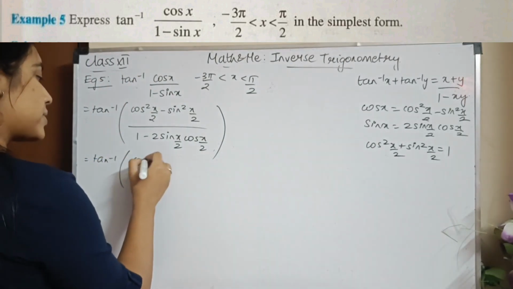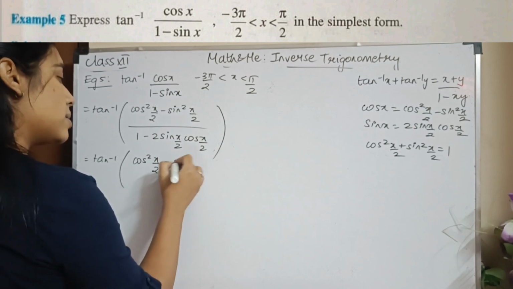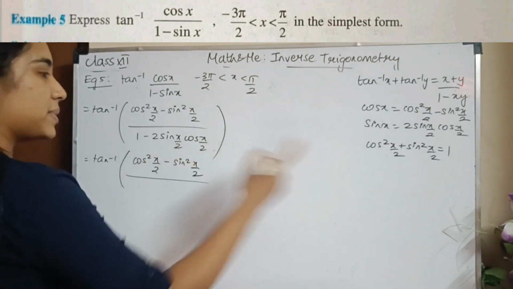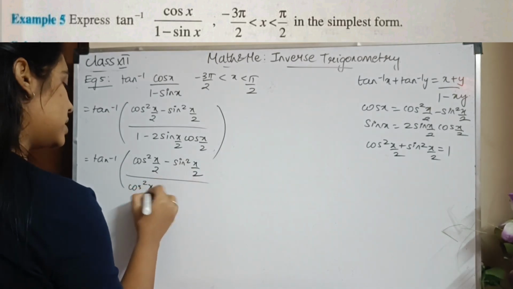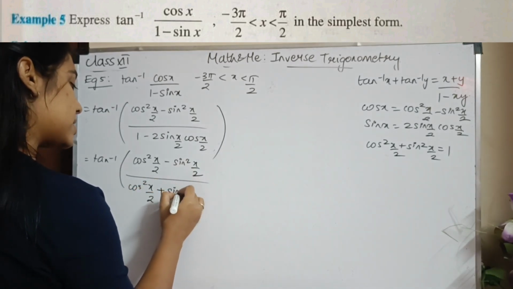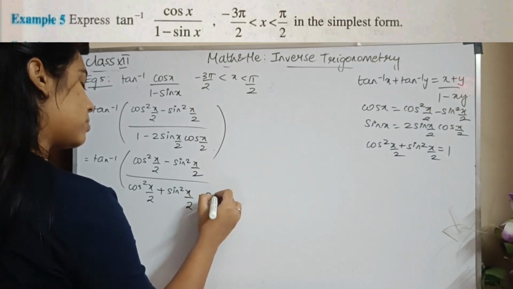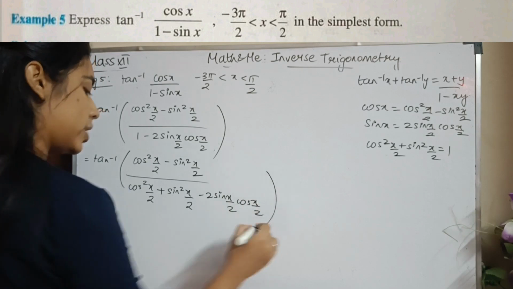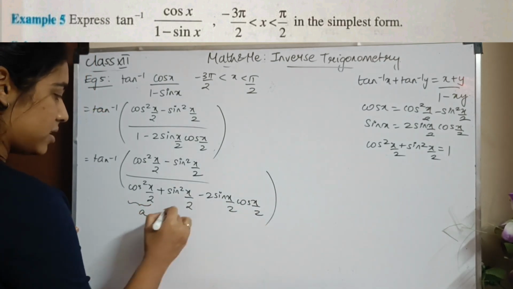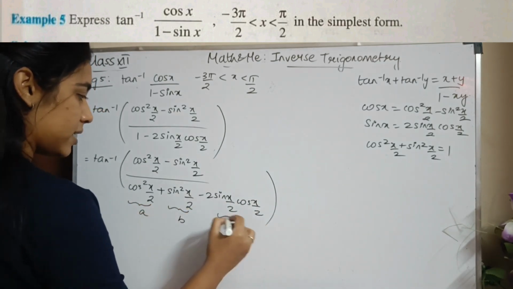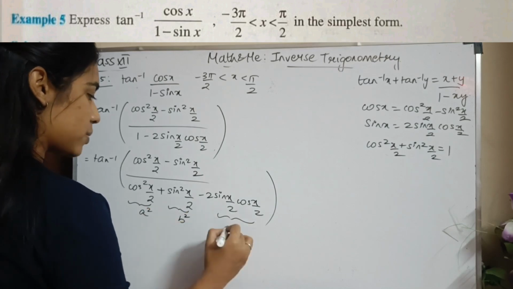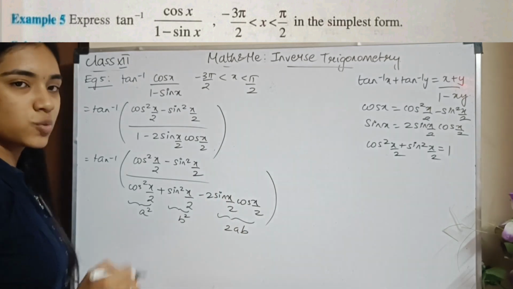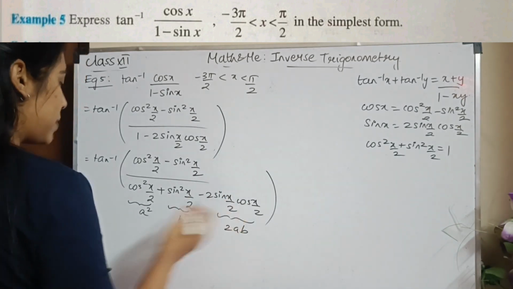Tan inverse of cos square x by 2 minus sin square x by 2. You'll understand why I'm doing this. Divided by 1, how do we take it? Cos square x by 2 plus sin square x by 2 minus 2 sin x by 2 cos x by 2. So what do you see? This is my A, this is my B, this is my A square, B square, and this is my 2AB. Got it? A square plus B square minus 2AB. So this is of the form A minus B the whole square.